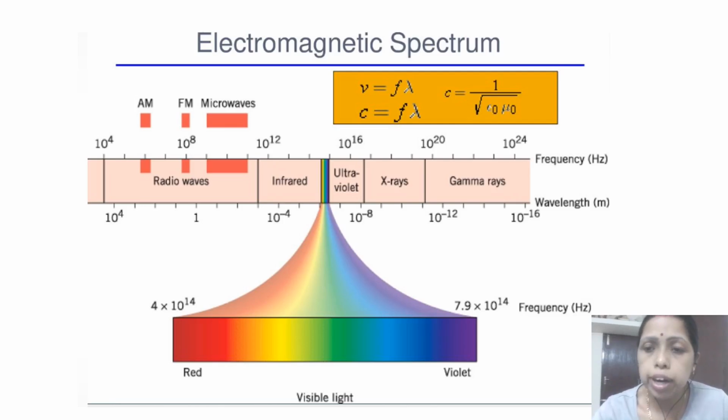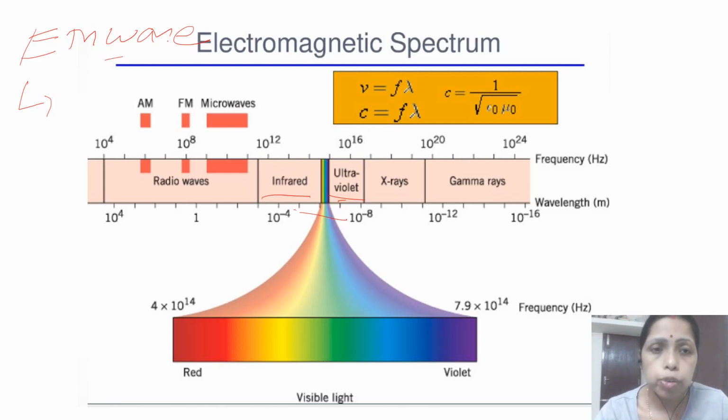So I told you that the optical signal is an electromagnetic wave. In the case of the optical signal, there are the infrared region as well as the visible region as well as the ultraviolet.